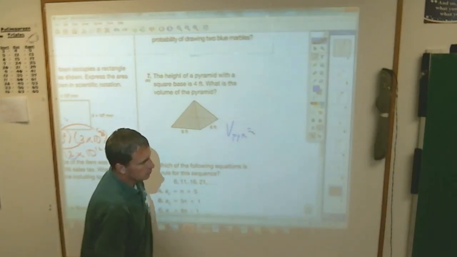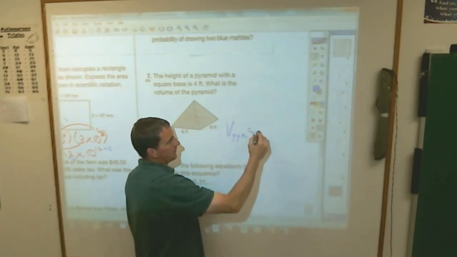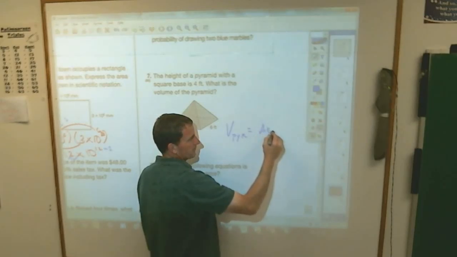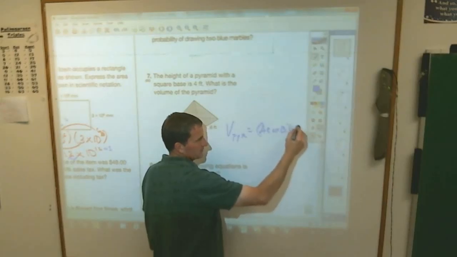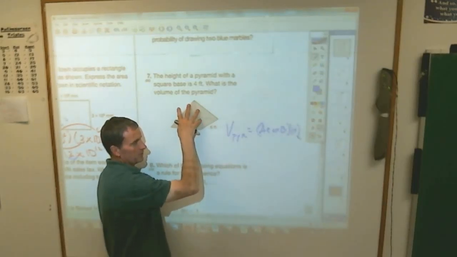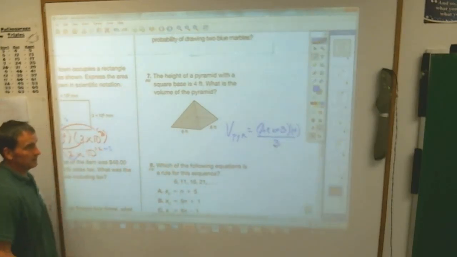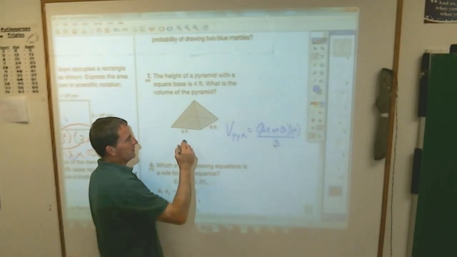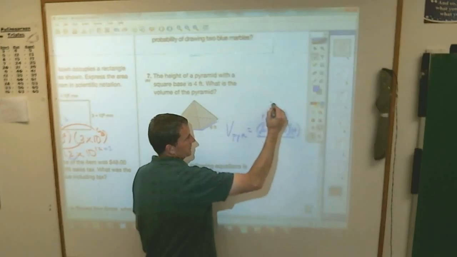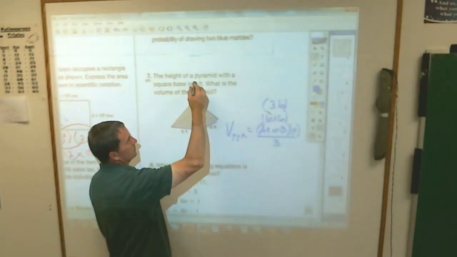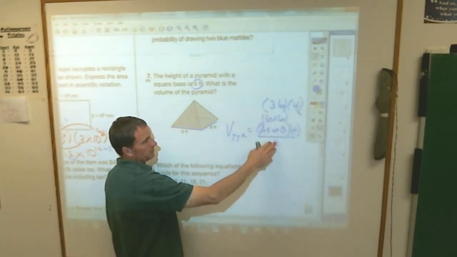Volume of a pyramid, somebody out there is? 1/3. Right, it's 1/3 the area if this was a rectangular prism, which means you have to find the area of the base, multiply that by the height. That gives you, if this was a rectangular prism, its volume. And then you have to divide that by 3 or multiply by 1/3, it's all the same thing. So this is pretty simple because the area of the base is 6 times 6, which is 36. The height they told you is 4 feet. And that all gets divided by 3.